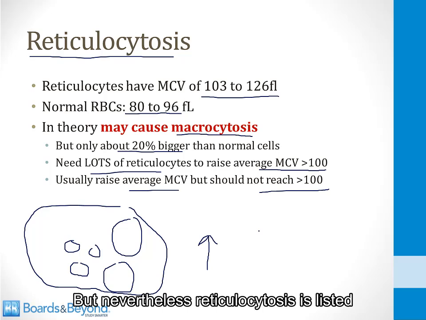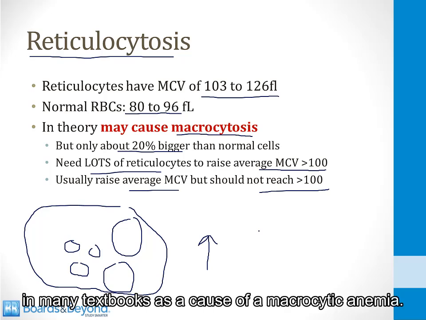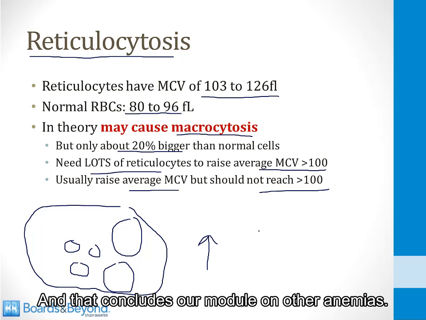But nevertheless, reticulocytosis is listed in many textbooks as a cause of a macrocytic anemia. And that concludes our module on other anemias.